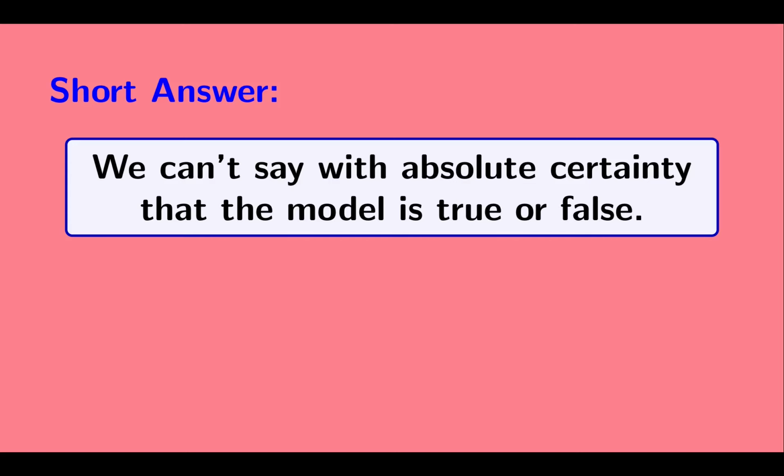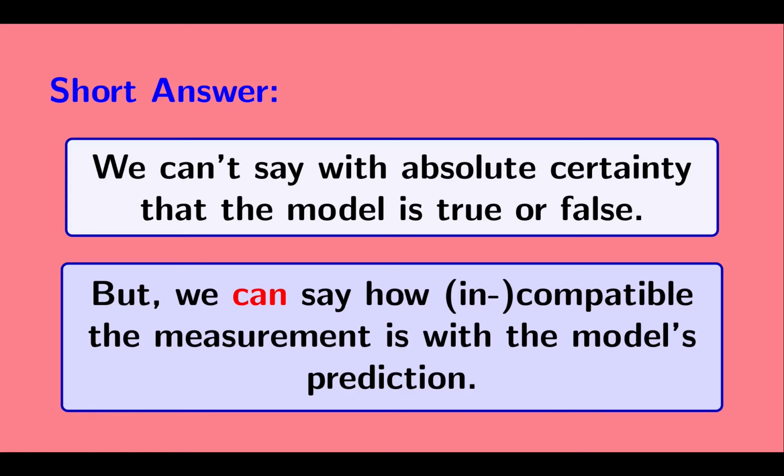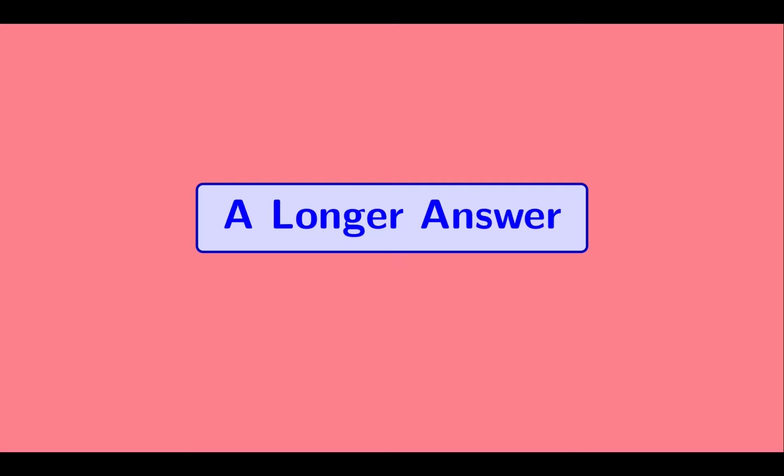Well, first, here's a short answer. We can't say with absolute certainty that the model is true or false. But we can say how compatible or incompatible the measurement is with the prediction of the model. Okay, let's give a longer answer.